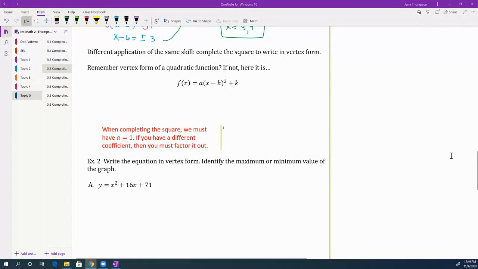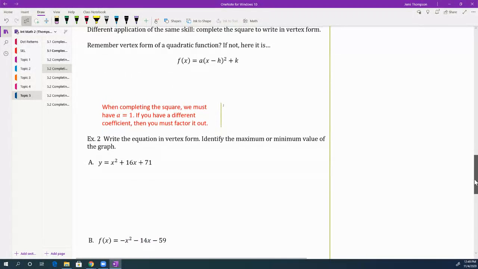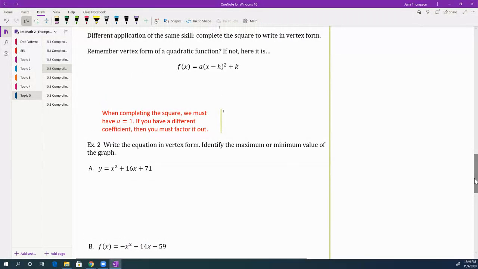So this is a different application of the same skill. All right, so I'm still completing the square. I'm still factoring perfect square trinomials. But now, instead of equations like example 1, I'm looking at functions. So remember vertex form of a quadratic function? If you forgot it, here it is.